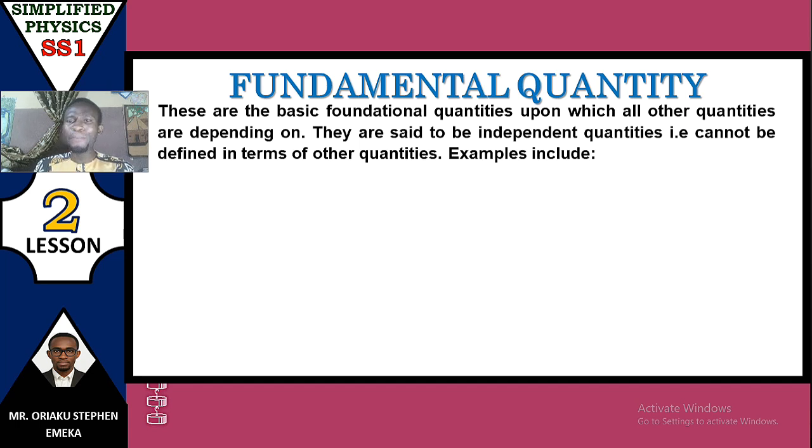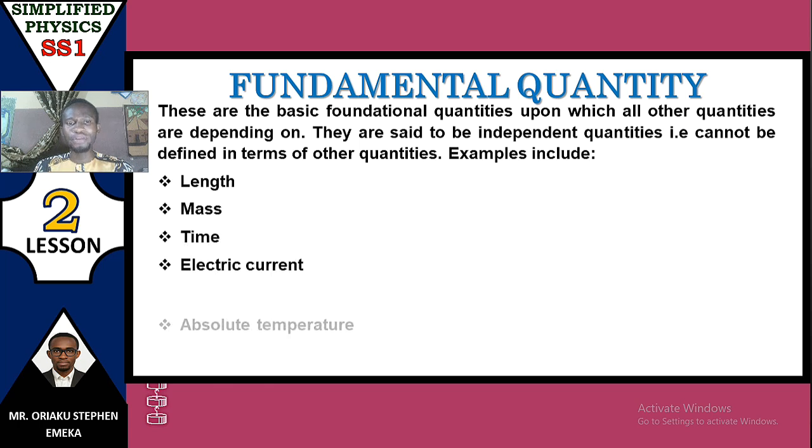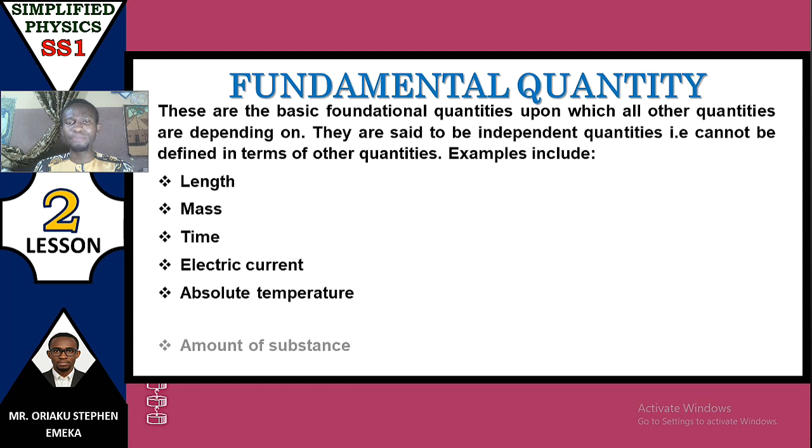Examples of fundamental quantities: in physics we have 7 of them. The first is length, then mass, time, electric current, absolute temperature, amount of substance, and luminous intensity. Upon these 7 blocks rises the entire physics. These are the foundation of every other thing we are going to talk about in physics.